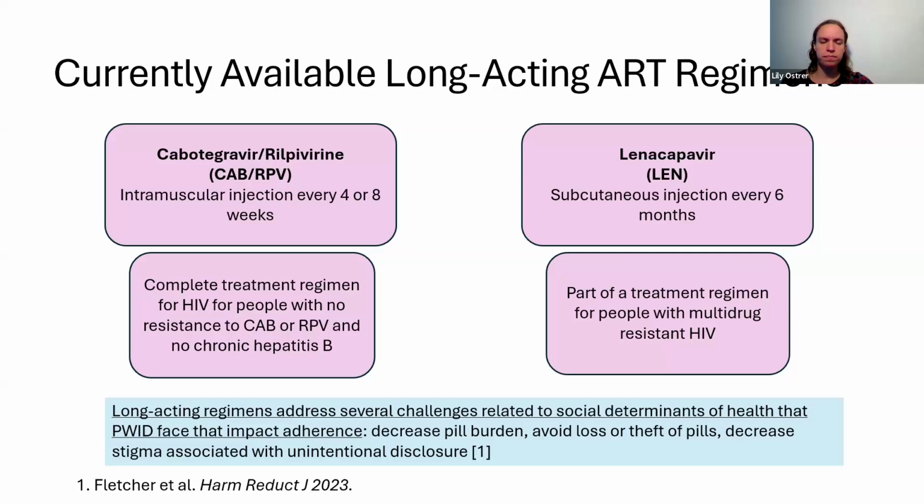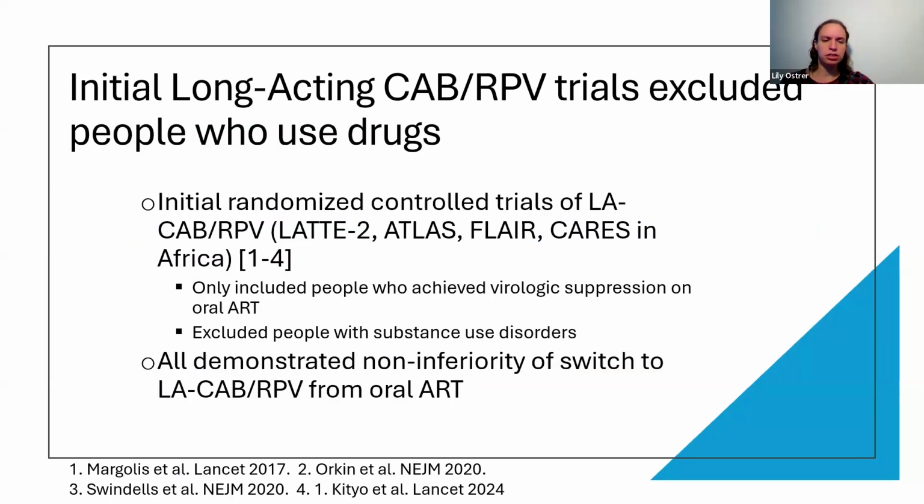unintentional disclosure. So the initial studies, the initial trials that led to the approval of long-acting cabotegravir-rilpivirine, excluded people who use drugs. I know many people are familiar with the initial randomized controlled trials. These trials only included people who achieved virologic suppression on oral ART, and they all explicitly excluded people with substance use disorders. And they all demonstrated non-inferiority of switching to long-acting cabotegravir-rilpivirine from oral ART.